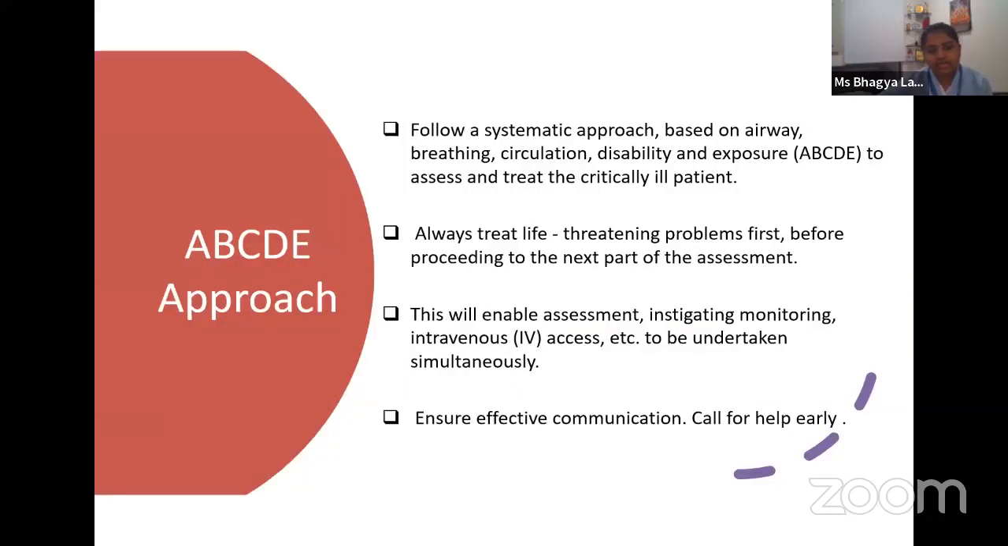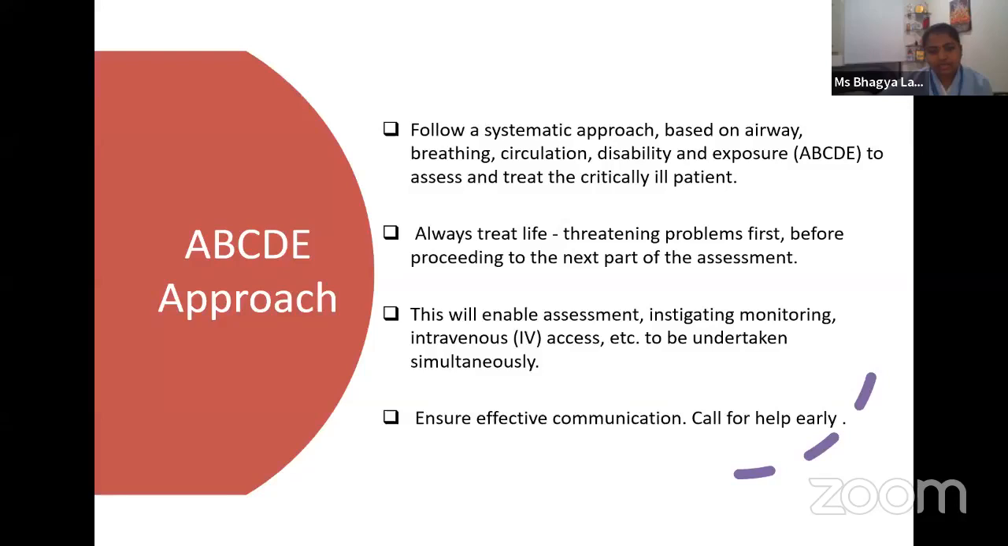So what is the ABCDE approach? We have to follow a systematic approach. We have been studying this in our nursing basics from the BSc nursing or the general nursing. We know what a systemic assessment is, because we used to write our nurses' notes, nursing care plans, and case presentations. So it starts from the airway, goes to the breathing, then assess the circulation, then see for any disability and expose the patient to see the overall condition of the patient.